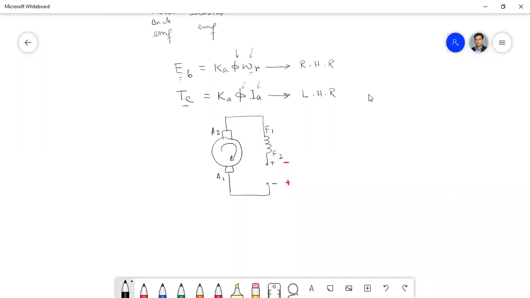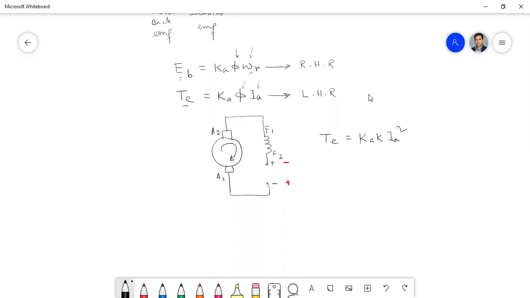Sir, same direction. Now why will it be in the same direction then? Sir, torque is Ka into phi into Ia. Phi is proportional to armature current here. So we can write that torque is proportional to Ia square. So if the Ia is reversed, in that case also the torque direction will be same.